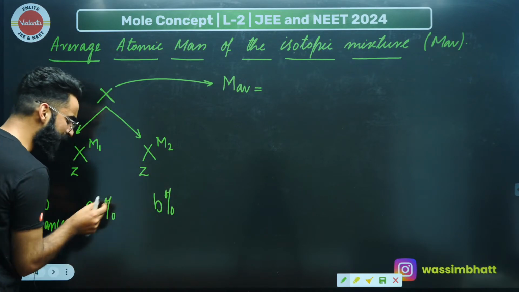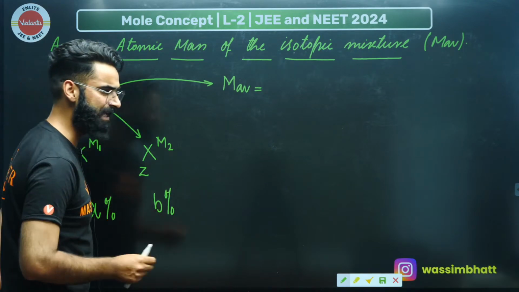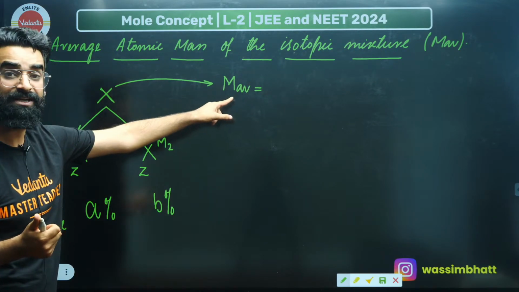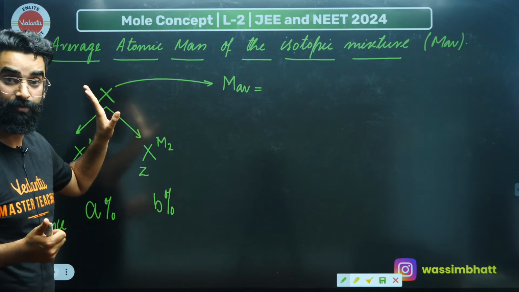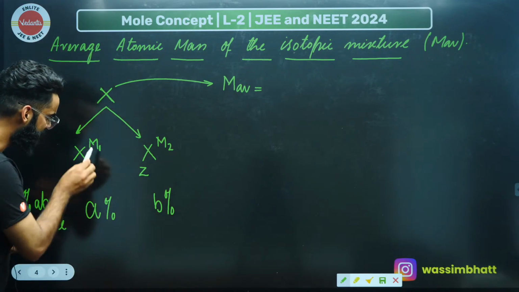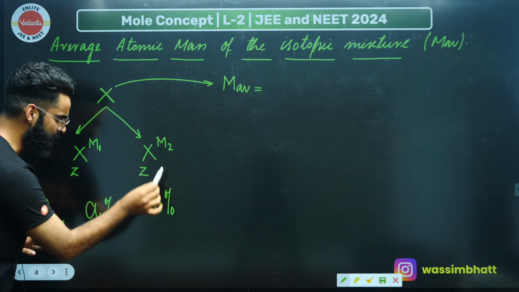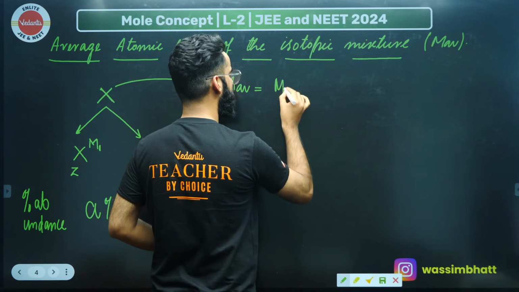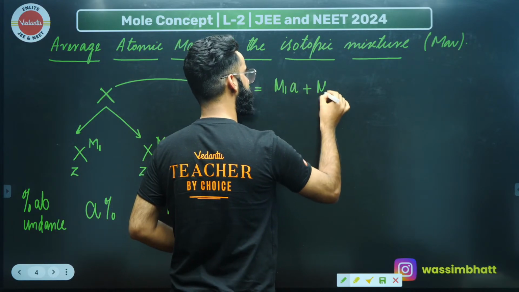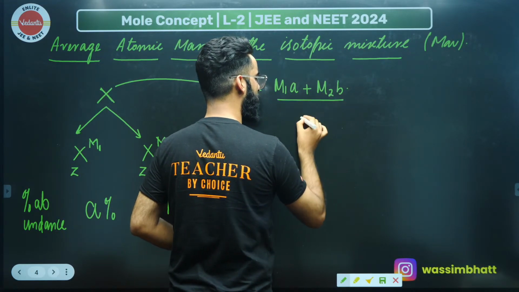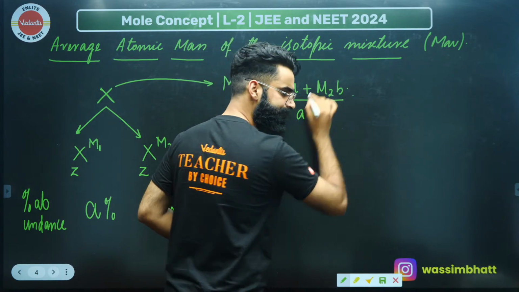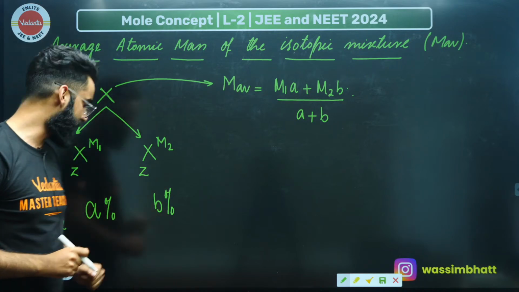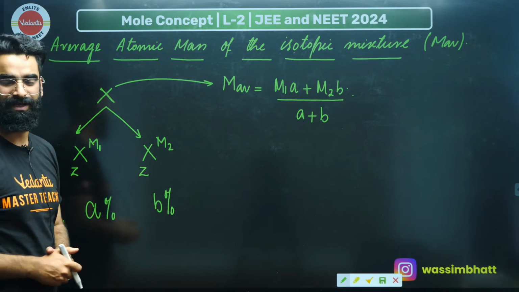If you have the percentage abundances of these isotopes, then you can simply make one formula to calculate the average atomic mass of an element which has isotopes, right? The formula is simple: M1 multiplied by A plus M2 multiplied by B, divided by A plus B. Perfect, right? Now you must be thinking what this percentage abundance is all about.